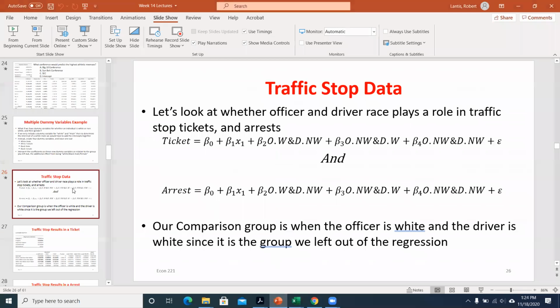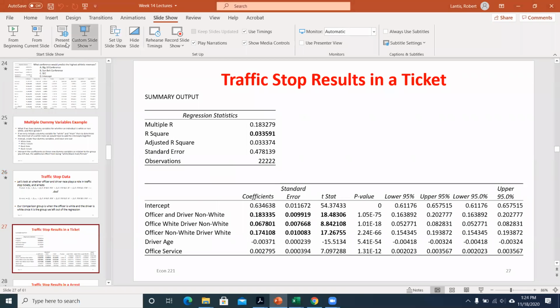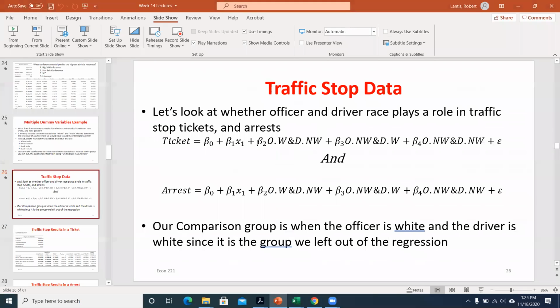Well, I think the results look a little bit better here, so we'll get the slideshow of it. Essentially what I did was think about the different combinations of driver and officer race. And when I say race here, we're really just breaking it down to white, non-white. Okay? There are also some additional X variables I include.